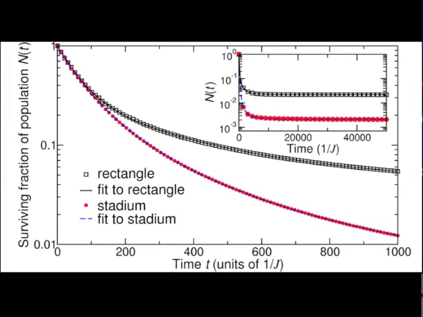If we plot the population inside the billiard as a function of time, comparing the chaotic stadium billiard we have shown previously with a regular rectangular billiard, we see that there is not a qualitative difference between the chaotic and regular billiards. For short times, the decay is exponential, and for long times, there is a finite portion of surviving population.